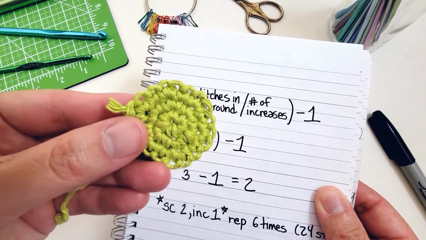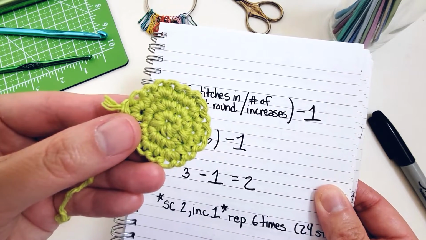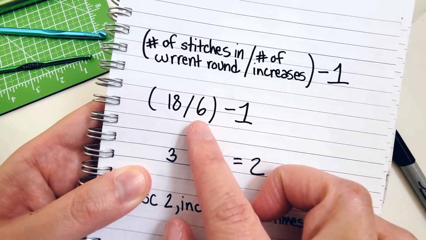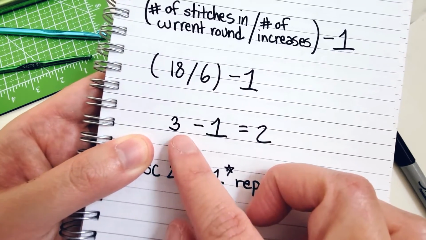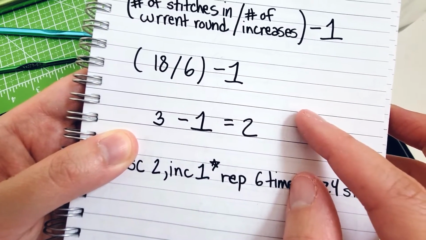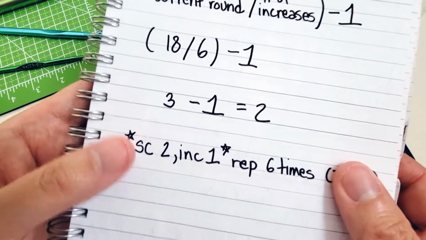So here in my current round I have 18 stitches and I know I want to increase by 6. So 18 divided by 6 is 3, then minus 1 is 2, and now I know I need to make 2 stitches before I do an increase for my next round.